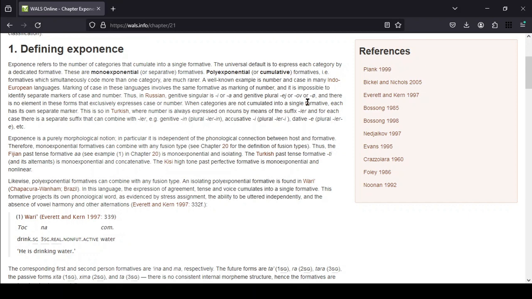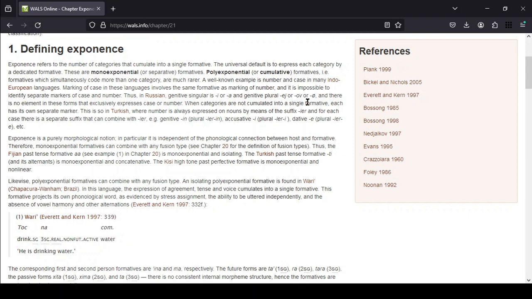A well-known example is number and case in many Indo-European languages. Marking of case in these languages involves the same formative as marking of number, and it is impossible to identify separate markers of case and number. Thus, in Russian, genitive singular is -i or -a, and genitive plural is -a or -ov or -u. I don't know if that's correct. And there's no element in these forms that exclusively expresses case or number.